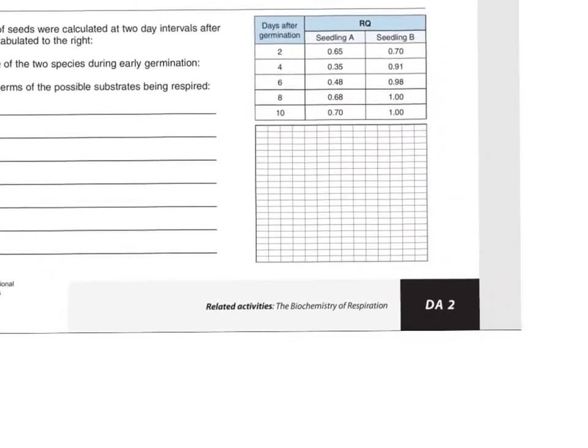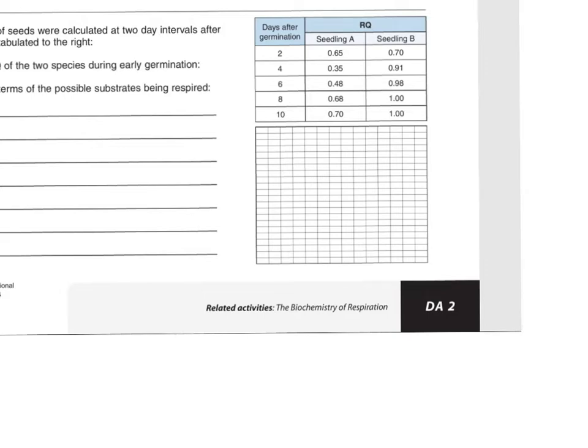So here is a graph. You were supposed to graph this. Hopefully you did that. These two are either going to go on the X or the Y. Now, the X is the independent variable. Which of these two, the RQ or the days of germination, is the independent variable? The days of germination is the independent variable. The RQ is not going to determine how many days, but the number of days will determine the RQ. So this is going to go on the X.